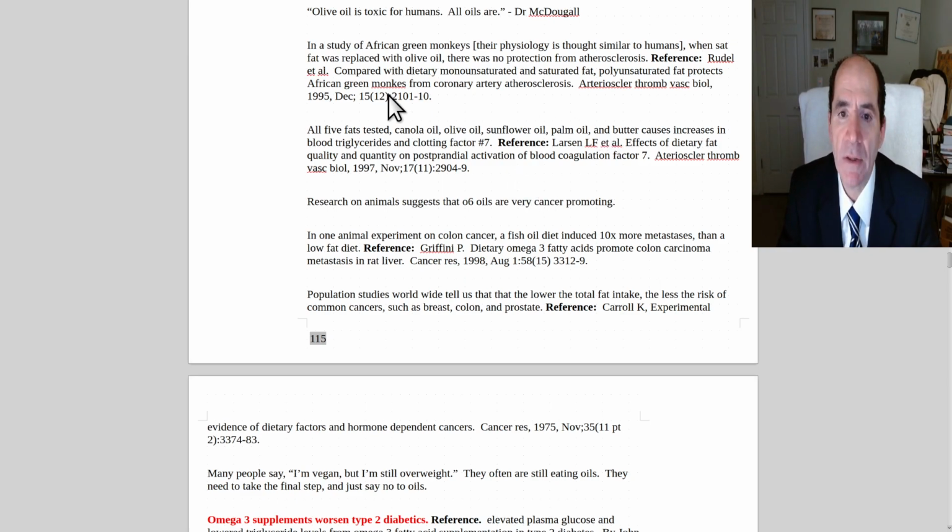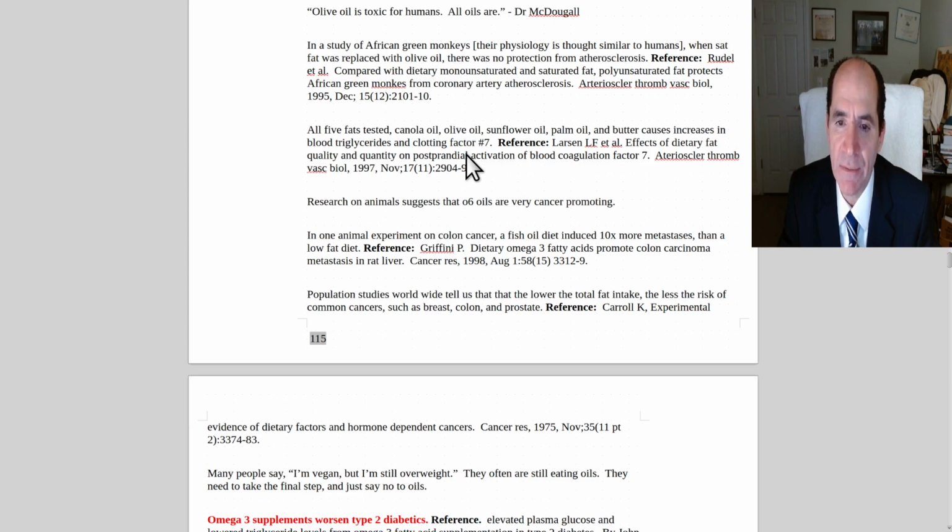Okay, in the study of African green monkeys, their physiology is thought similar to humans. When sat fat was replaced with olive oil, there was no protective effect from atherosclerosis. And here's a reference, a paper by Rudel et al. Compared with dietary monounsaturated and saturated fat, PUFA protects African green monkeys from coronary atherosclerosis. Okay, well, what they said in this paper is the PUFAs weren't as bad. They're still bad, though. It's kind of like what Dr. Gollamer says: just because something's less bad doesn't mean it's not bad.